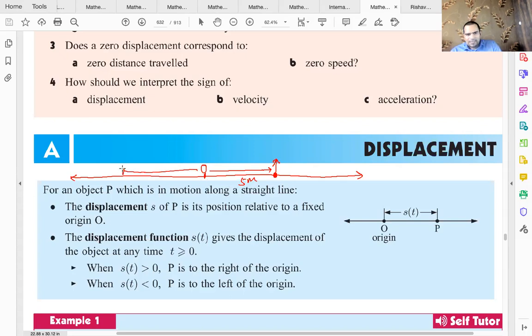But if I'm standing 5 meters to the left of the origin, my displacement will be negative 5. So when you're standing to the right side of the origin, the displacement is positive. If you're to the left side of the origin, displacement is taken as negative. And of course, if you're at the origin, your displacement is zero. So when you do mathematical problems, you will have to take the origin as the reference frame, and from the origin, this is the displacement, to the left or right of the origin. These key terms will be very, very important when you talk about displacement.